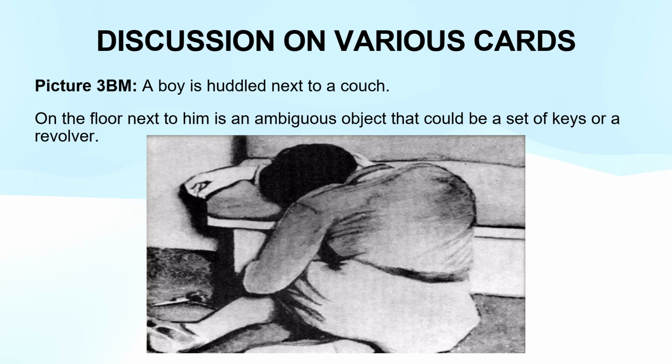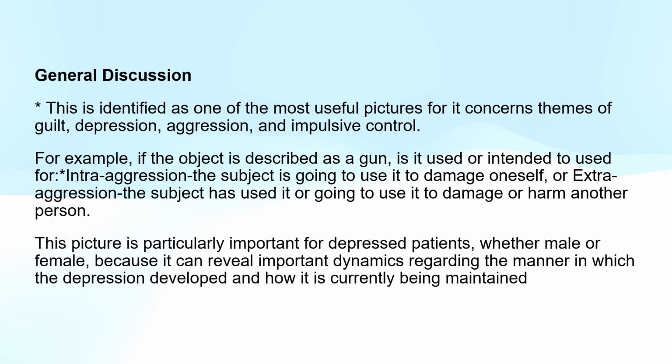So this is picture card number 3BM, wherein you can say that a boy is huddled next to a couch. On the floor next to him is an ambiguous object that could be a set of keys or a revolver. So based on this, the test taker will make up a story. You will write down the story, and on the various criteria you are supposed to analyze the story. So, general discussion about this card.